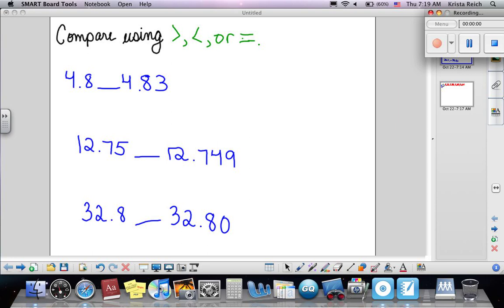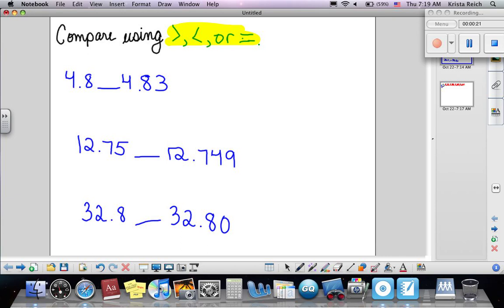Alright, this section has to do with comparing and ordering decimals. First, when we talk about comparing, anytime we're comparing numbers, we're going to be using these symbols up here: the greater than, less than, or equal to. That's what comparing means in math.